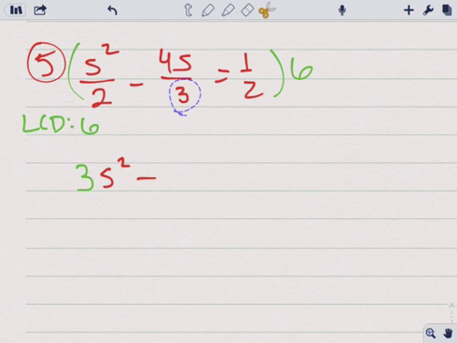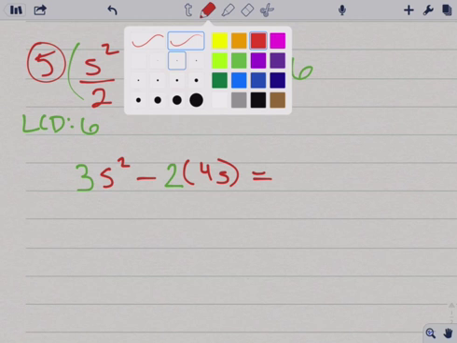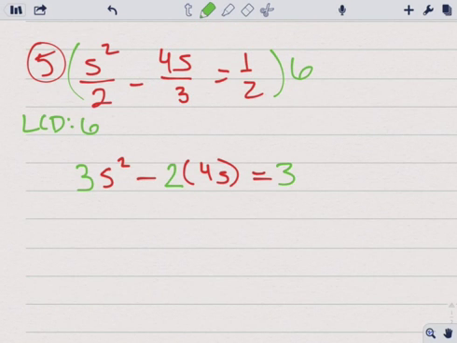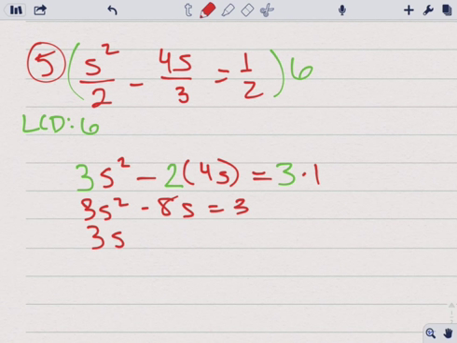The 3 in the denominator goes into the 6 2 times, so I get 2 times 4s is equal to, the 2 in the denominator goes into the 6 3 times, so I get 3 times 1. Okay, so we'll get 3s squared minus 8s equals 3. Get everything on the same side: 3s squared minus 8s minus 3 is equal to 0. Okay, so this is a quadratic.